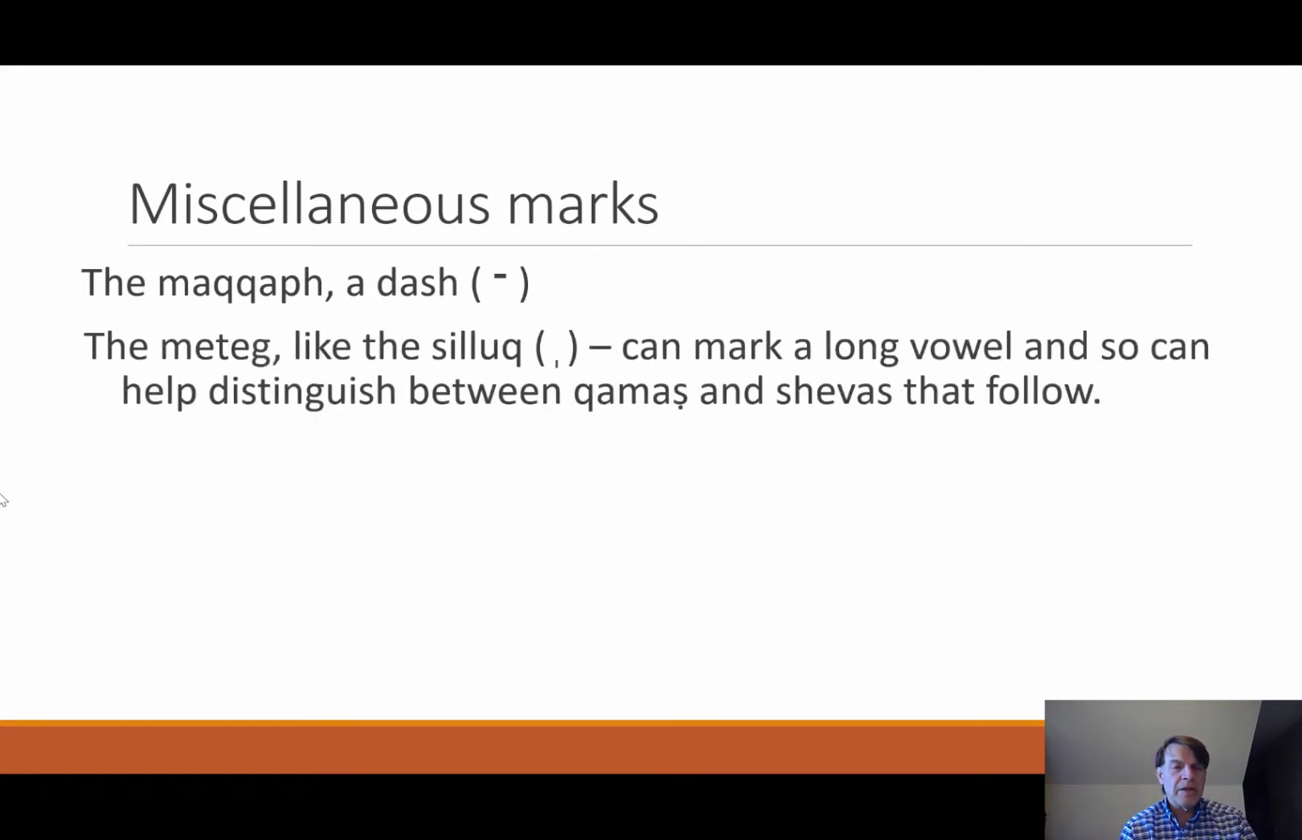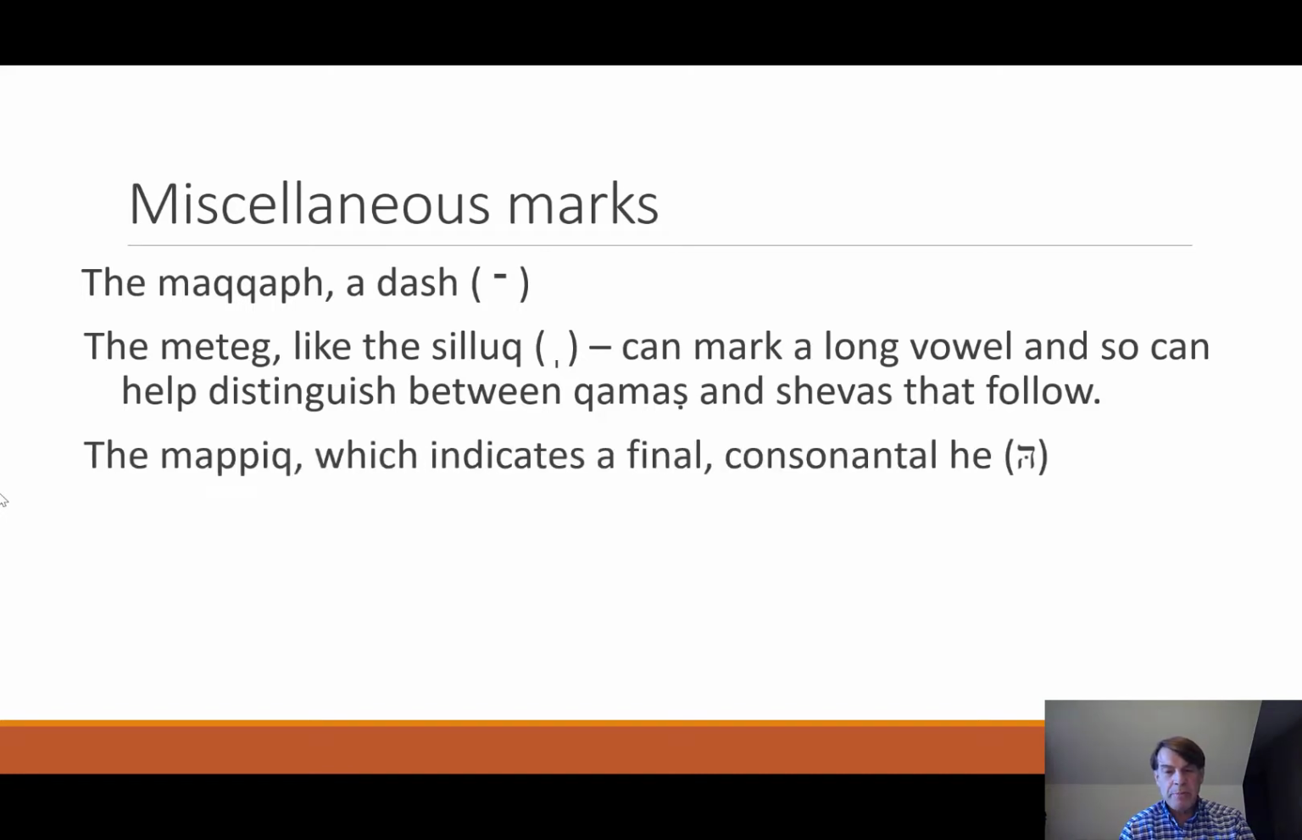There's another one. It's not really an accent: the meteg. It looks like a saluk. It can mark a long vowel, not always, but it can help you see that a kamatz or shavah follows. A kamatz gadol, the long a kamatz, is long, and a shavah only appears in an open syllable, the vocal schwa, that is. So a meteg that marks a long vowel can hint that what follows is a kamatz gadol or a vocal schwa. Again, it looks like a saluk, but it's something called a meteg.